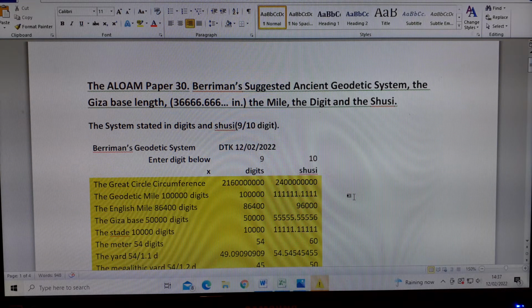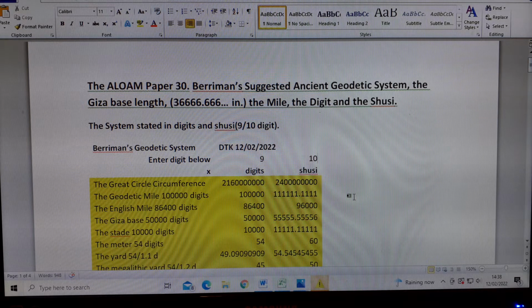Today we're looking at Berriman's suggested ancient geodetic system. And it's going to produce the Giza base length that we've seen in the past three videos of 36666.666 recurring imperial inches. We're going to produce the English mile. And all we need to do all this is to use digits. And I've also used Shusey in the model because 10 Shusey equals 9 digits in Berriman's system.